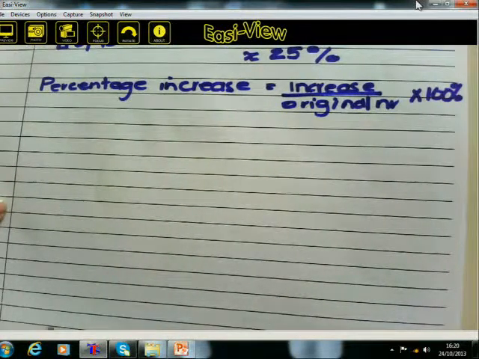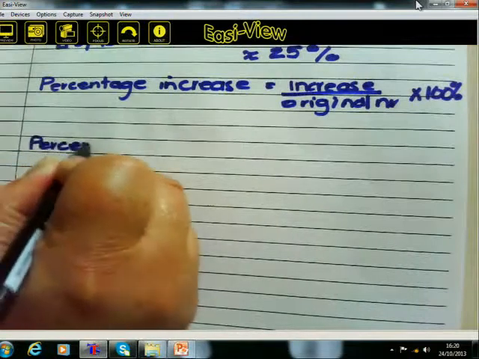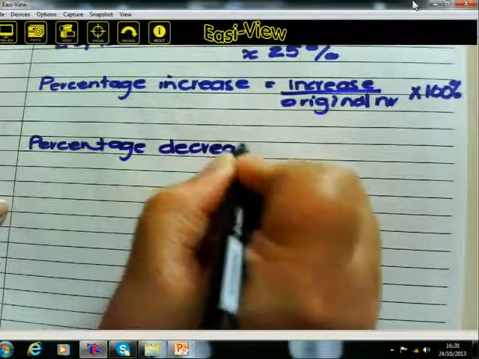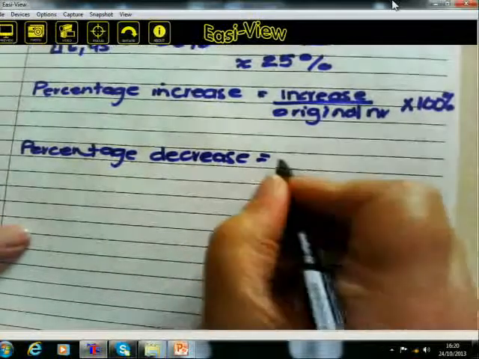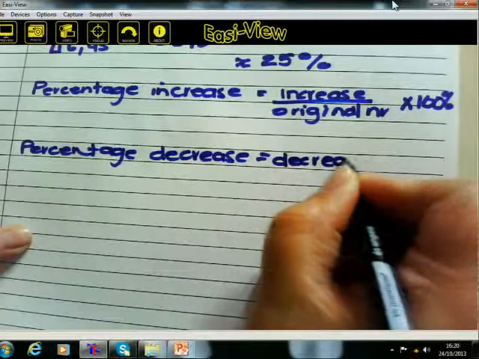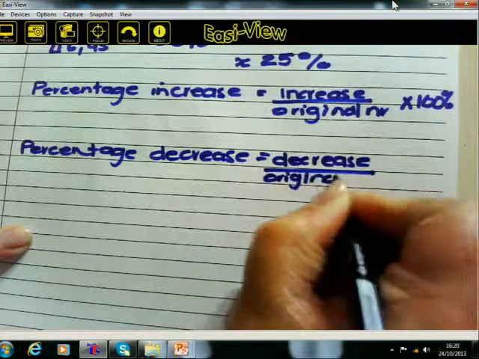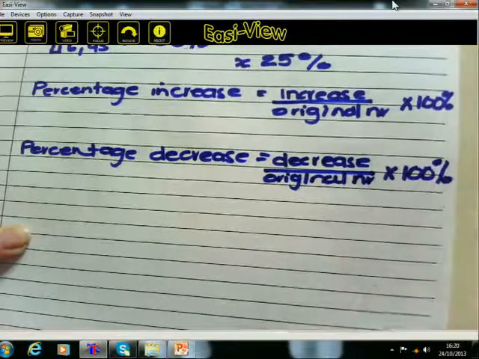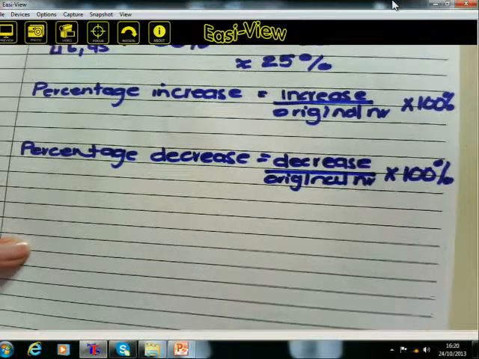There's another question that often appears in the question papers. It says, calculate the percentage decrease. How do I calculate that? It's so similar. You have to find the decrease over the original number multiply by 100%. Do you notice any similarities? I think so. It's getting easier and easier.